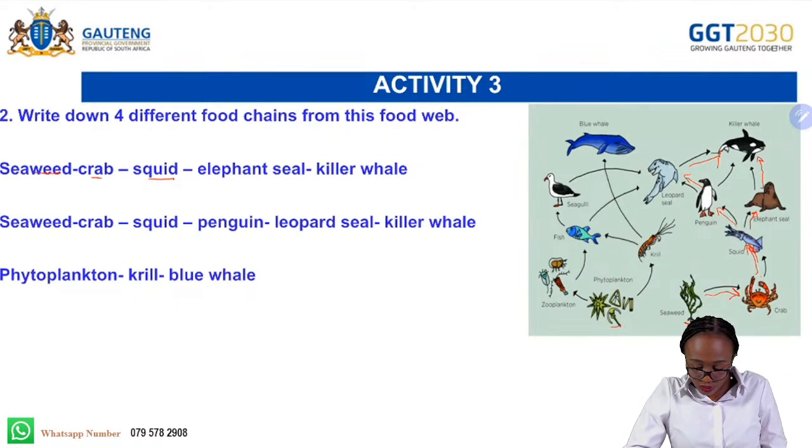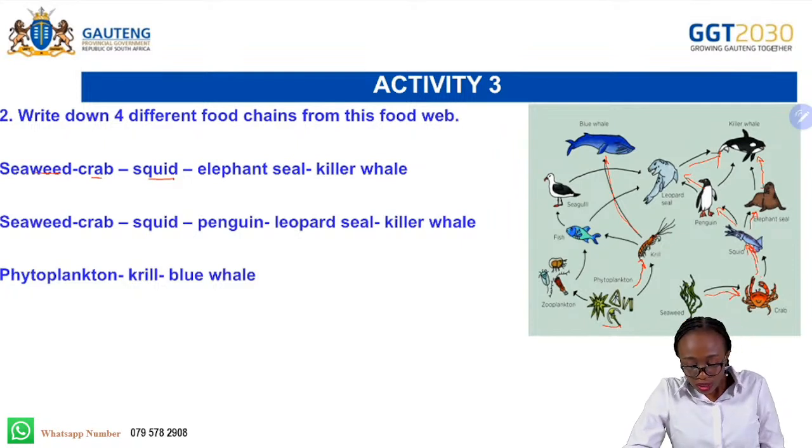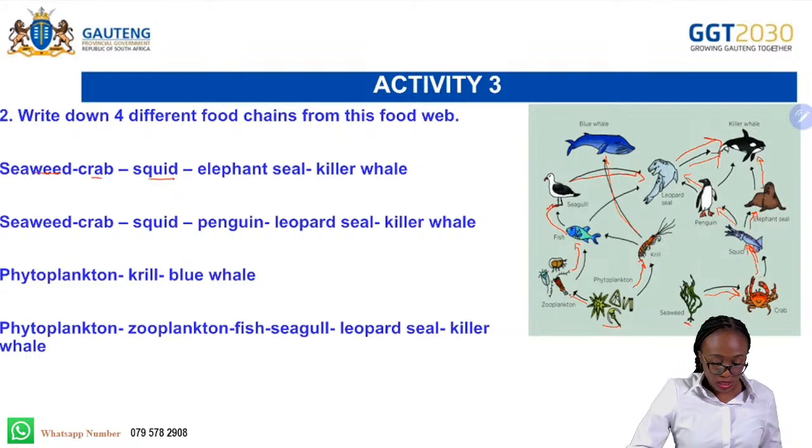We'll start off with phytoplankton. Phytoplankton is eaten by the krill, and then the krill is eaten by the blue whale. Then if we continue, phytoplankton to zooplankton to fish. Fish is eaten by the seagull. The seagull is eaten by the leopard seal, and the leopard seal is eaten by the killer whale.